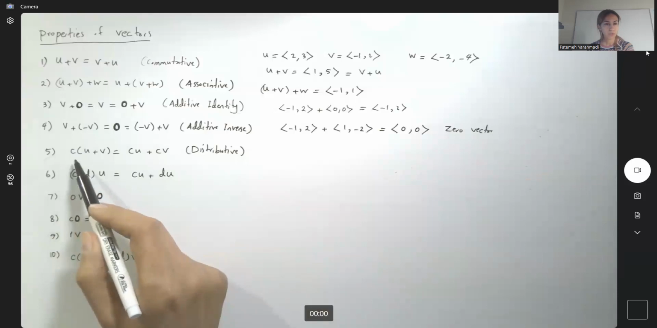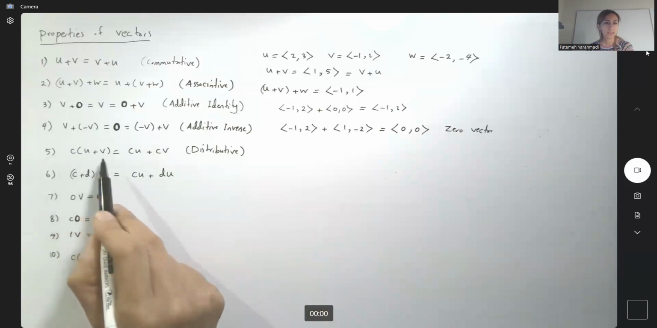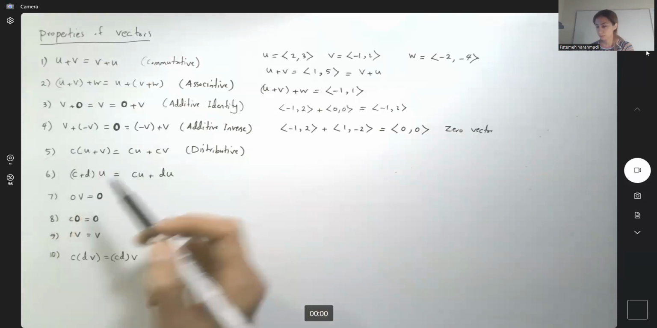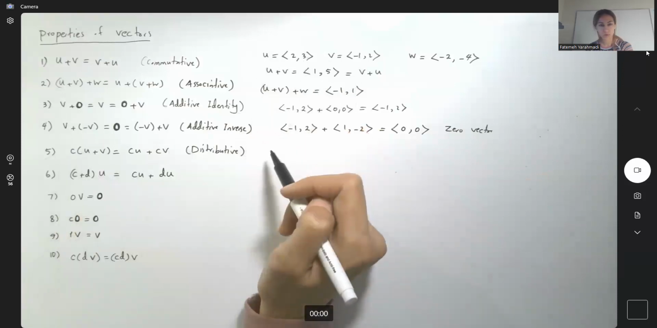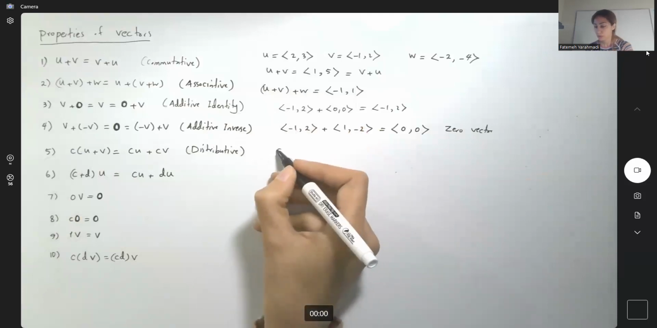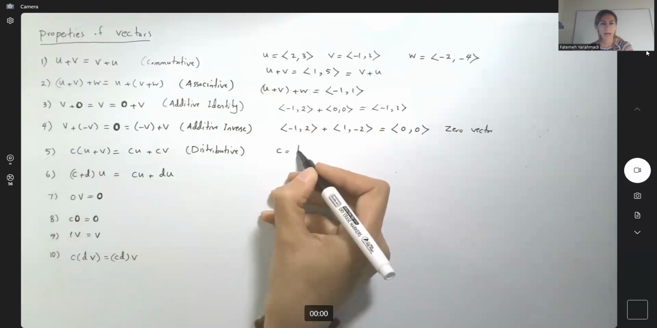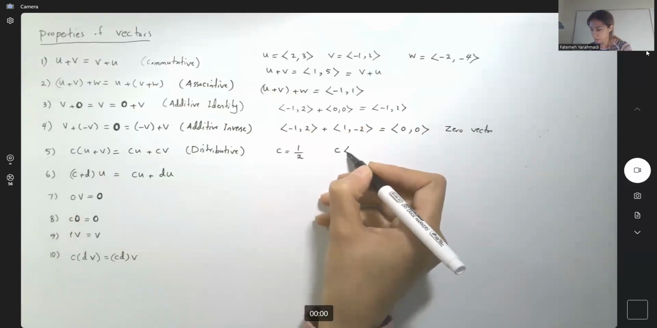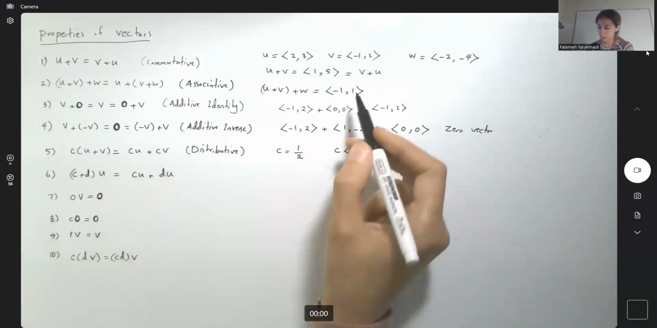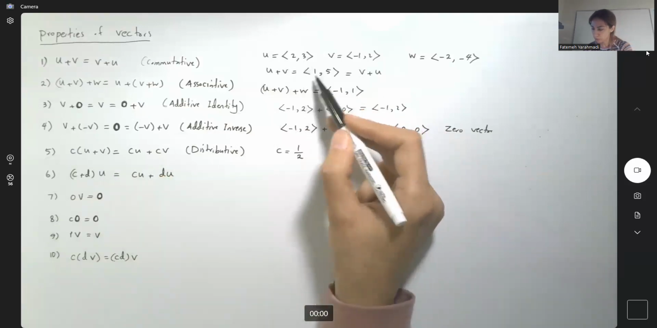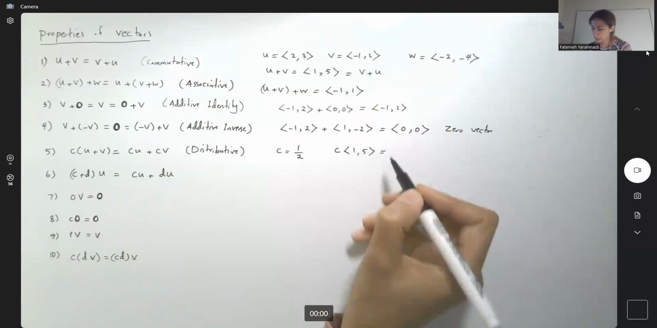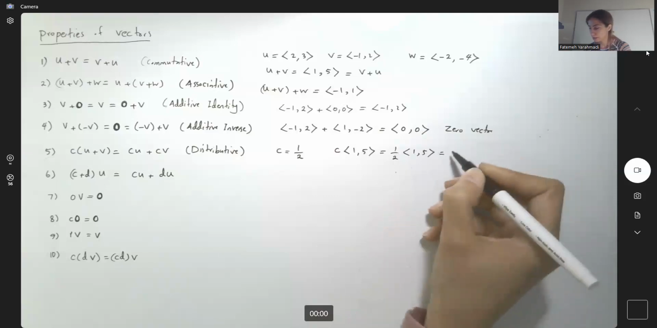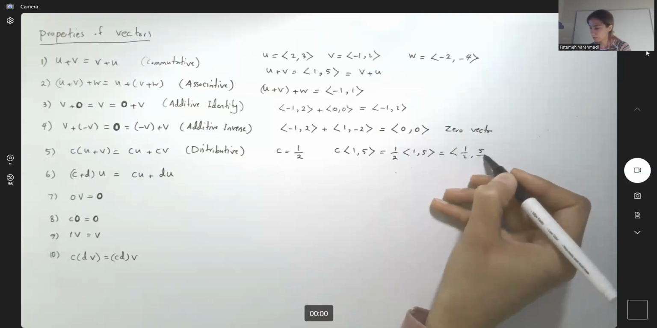Well, you can just distribute a scalar when you add 2 vectors. For example, here you have 2 vectors, and you added them together. Suppose c is a scalar, which is a half. It's just a number, right? So c multiplied by the sum u plus v, which is 1 and 5, is basically a half multiplied by each of these components. You get a half and 5 over 2.